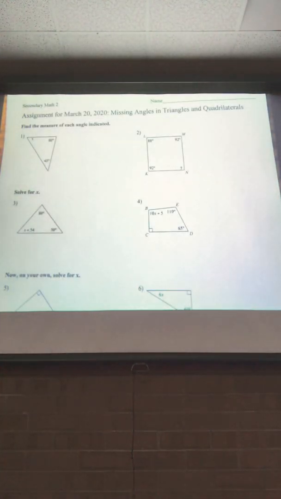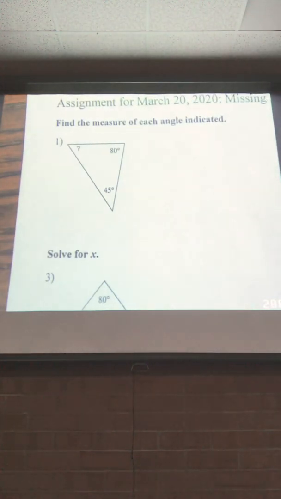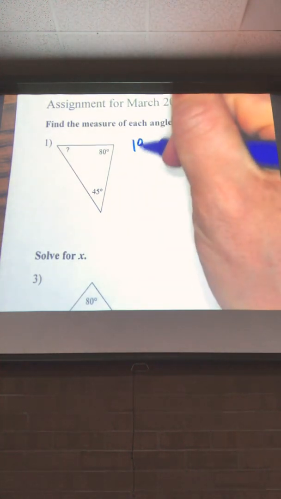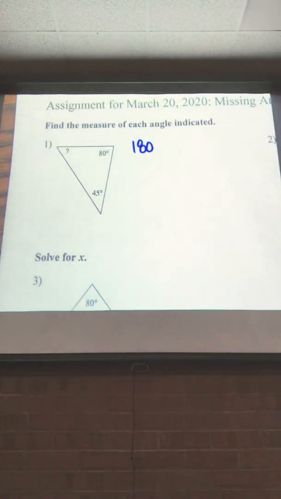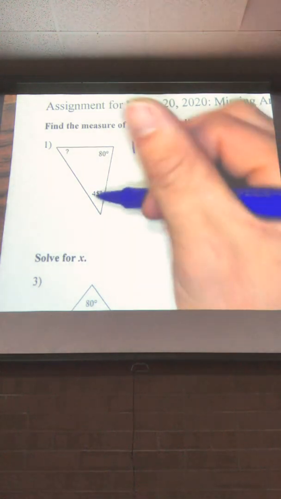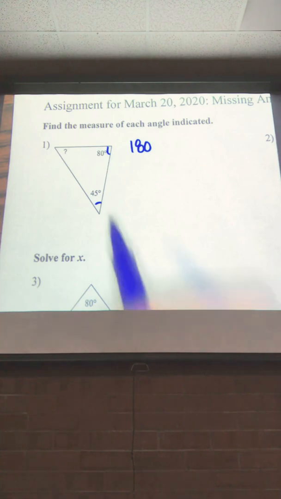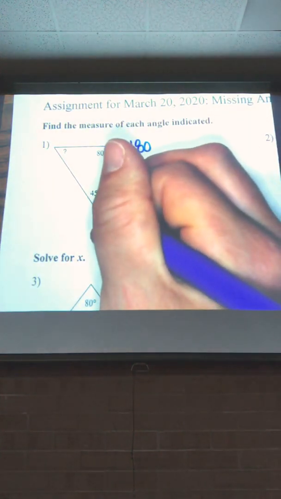So the first one that we're gonna do, let's zoom in. We have number 1 here. So number 1 is a triangle, right? And we remember that the total number of degrees in a triangle is always 180. 180 total degrees, always. Okay? Well, we remember that it always gives us two angles. Two angle measures we know. We know that this one right here is 45, that one right there is 80.